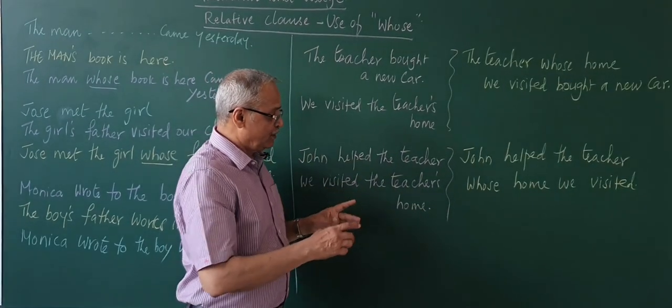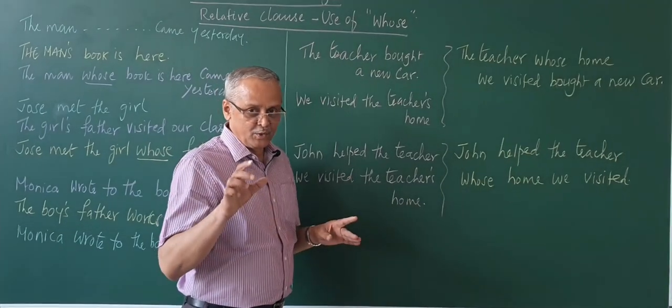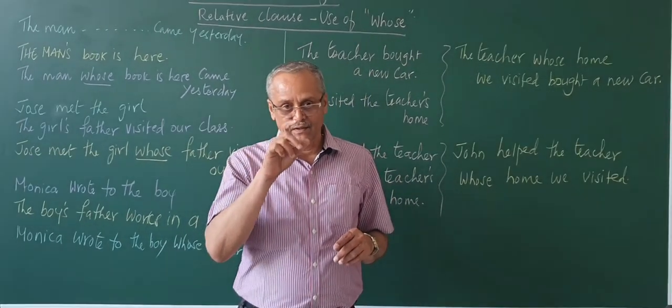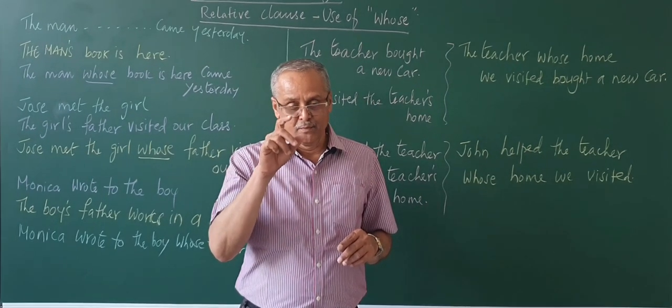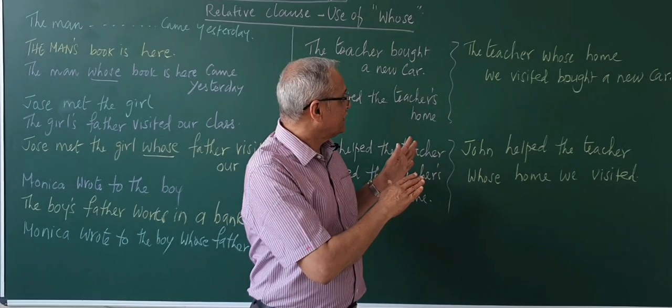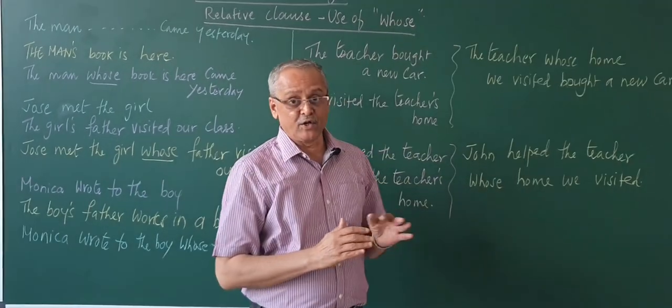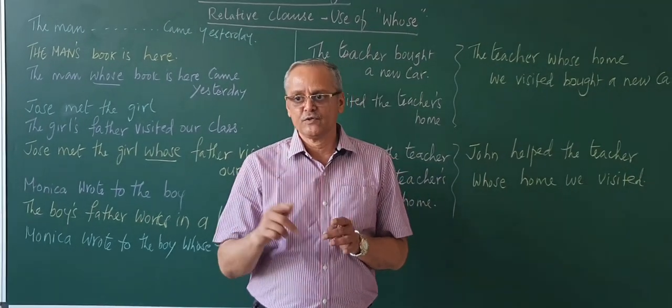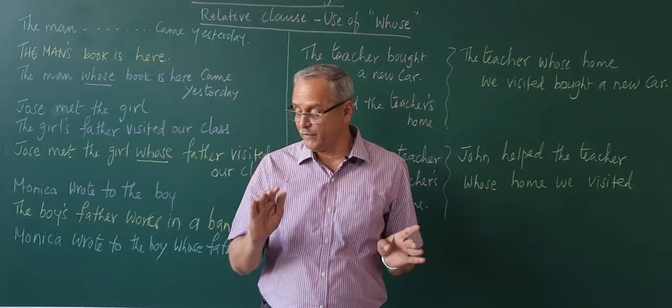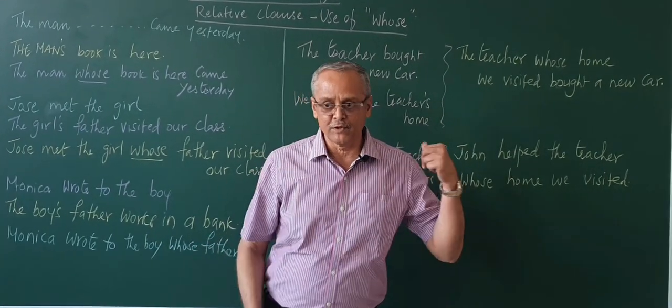So, in this video we are seeing the use of whose as a conjunction to make a relative clause. Whose is also used in interrogatives, as in whose book is this, whose house is that, and so on. That we will see later in some other video. I will give you some more examples of similar type.